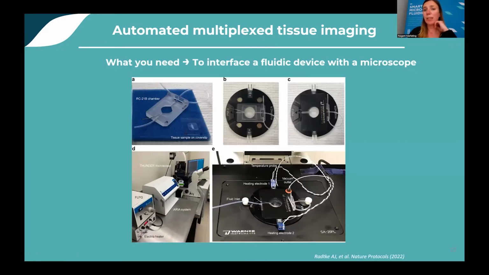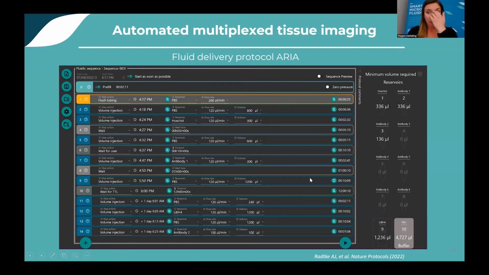So here is the setup that has been used by Radke et al., where they have mounted their tissue onto a specific flow chamber, placed it under the microscope, and used ARIA to deliver sequentially the liquid. So here is the ARIA protocol that they have used.